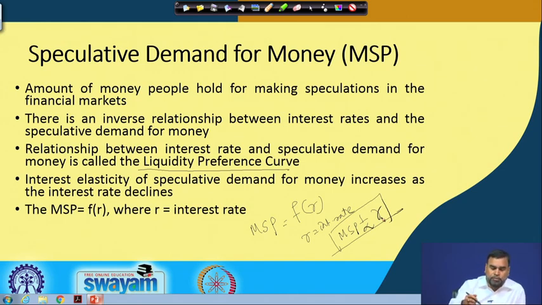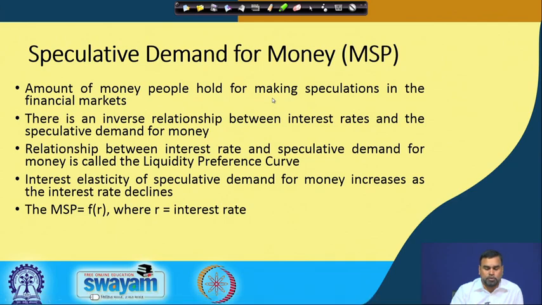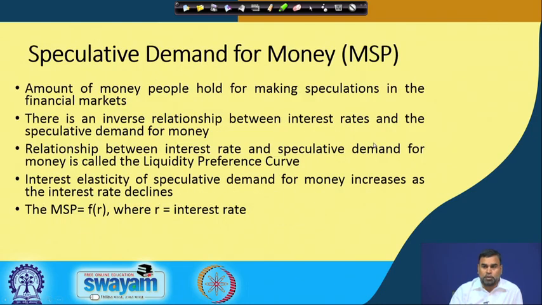So, after knowing this, let us see how this speculative demand for money curve, or the liquidity preference curve, looks like. If you see this graph, it shows how the interest rate and the demand for money for the speculative purpose are moving, or what kind of relationship can be established between them. The rate of interest at which the speculative demand for money becomes perfectly elastic is called the liquidity trap.